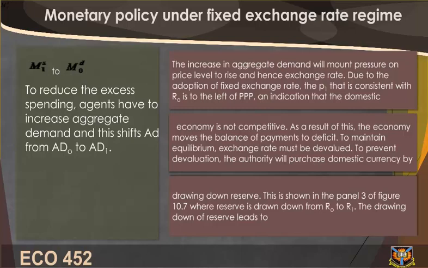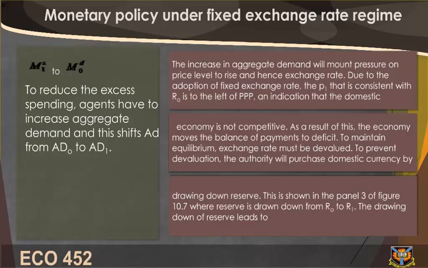Due to the adoption of fixed exchange rate, the P1 that is consistent with R0 is to the left of PPP, an indication that the domestic economy is not competitive. As a result of this, the economy moves the balance of payment to deficit. To maintain equilibrium, exchange rate must be devalued.